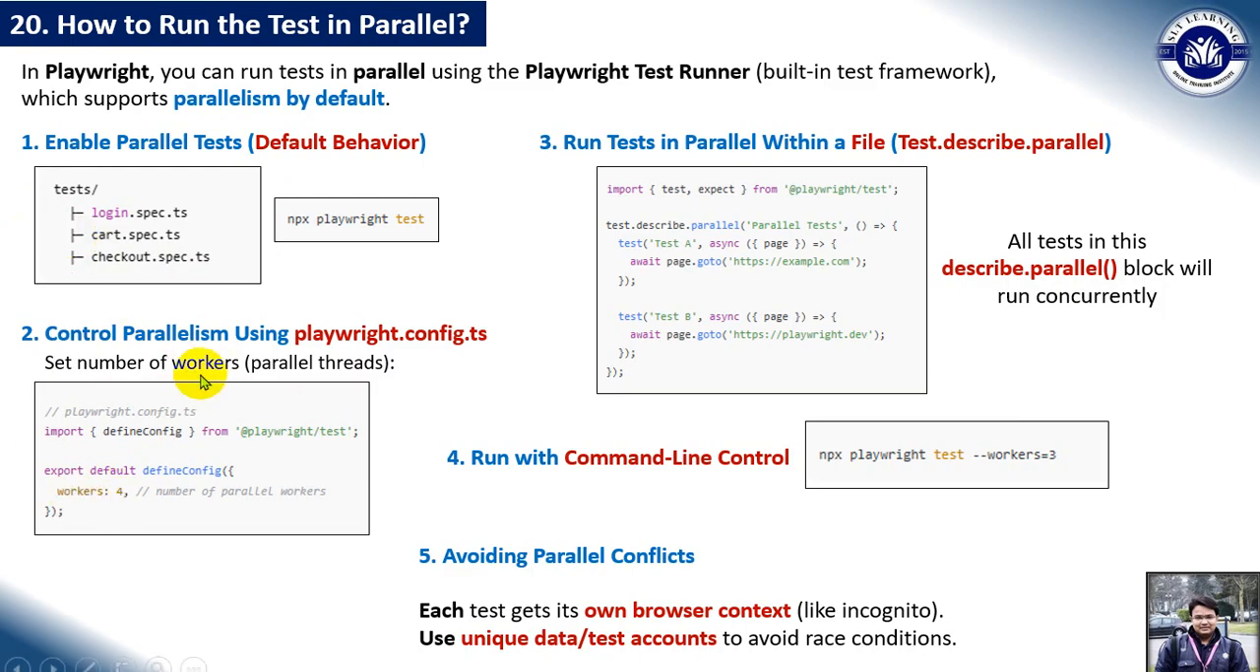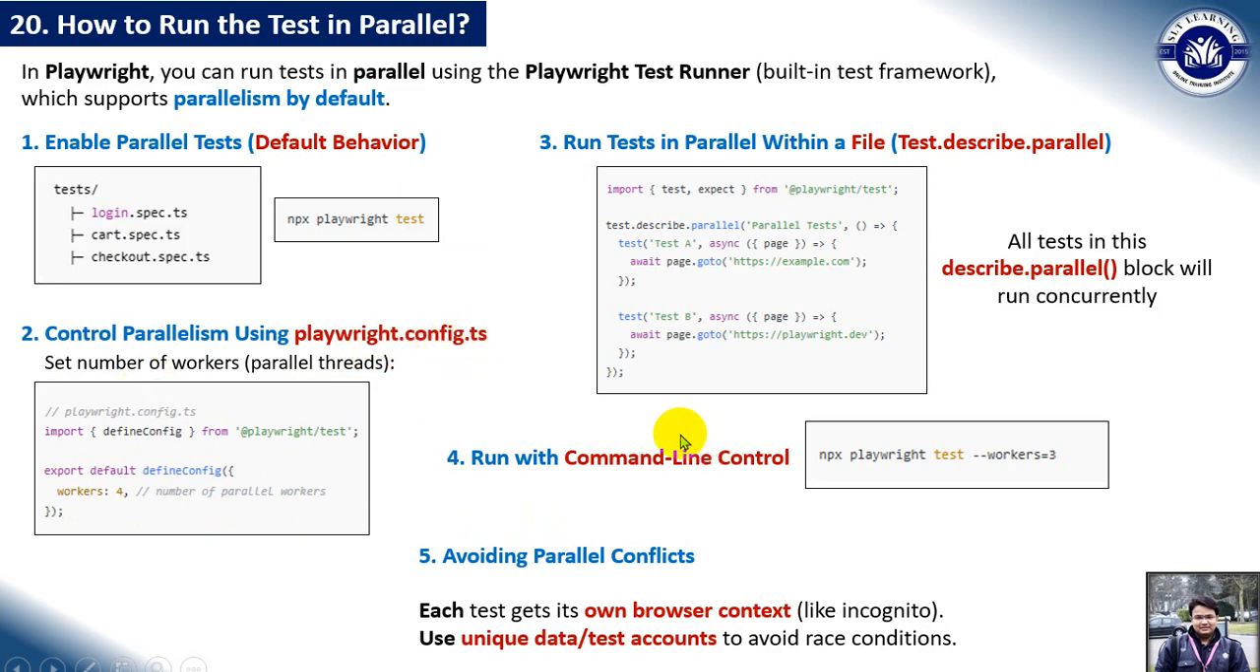Number of workers means threads, I would say, just like in testng.xml where we put the thread count. This is similar: the number of browsers you want. So you can put defineConfig, export defineConfig, and workers equal to 4, that means you need four parallel browsers to execute that particular test. You configure this in playwright.config.ts for your project.